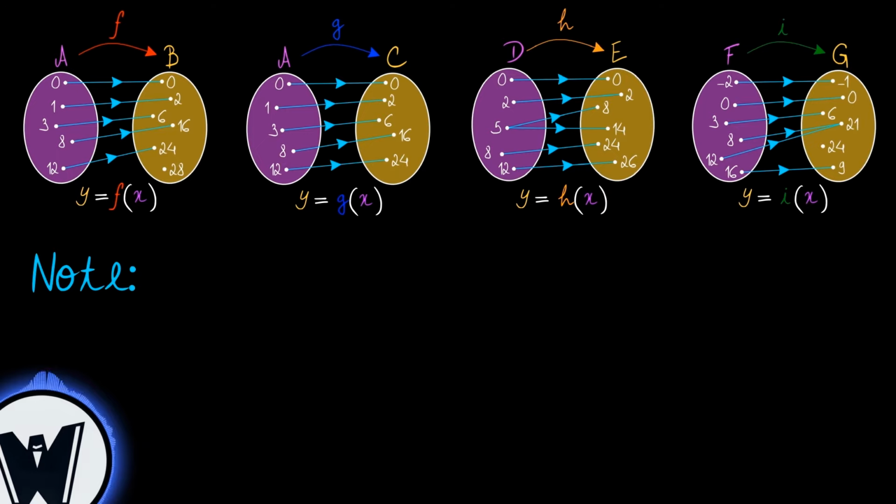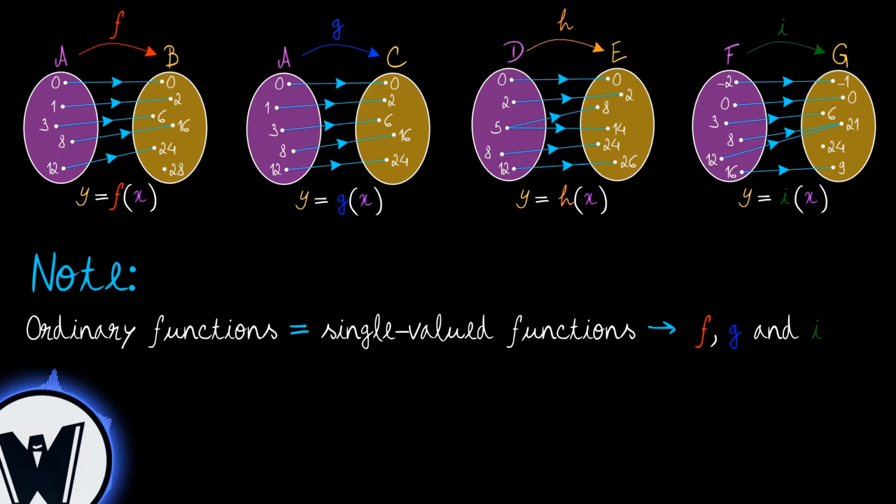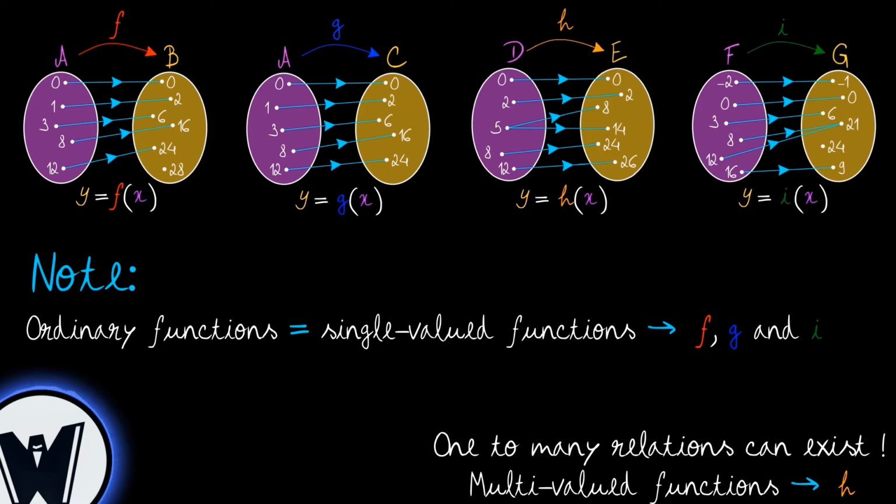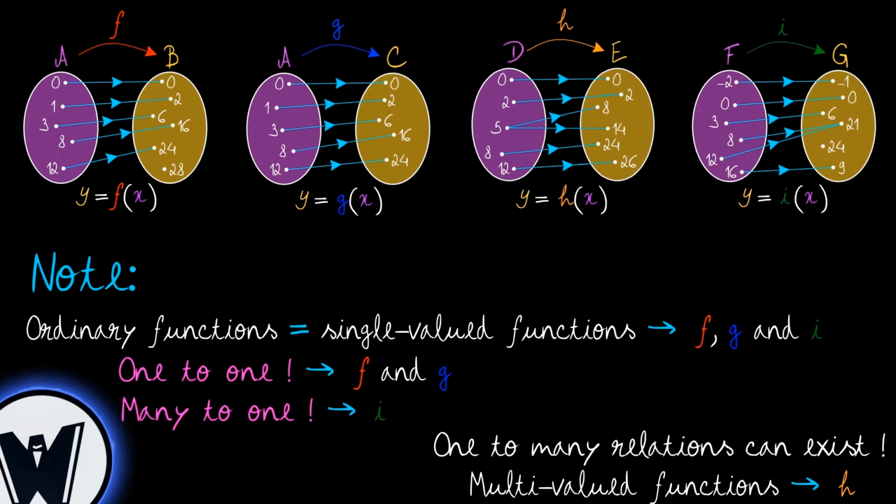Note: an ordinary function is a single-valued function, like in our examples of functions f, g, and I. A one-to-many relation can still exist. They are called multi-valued functions, although our topic here is just functions, which are single-valued functions where only one-to-one and many-to-one relations can exist.